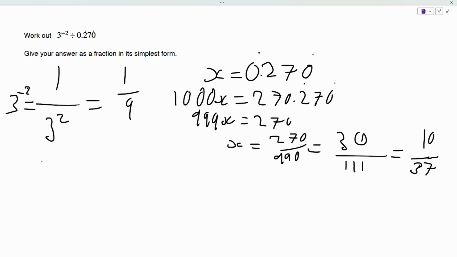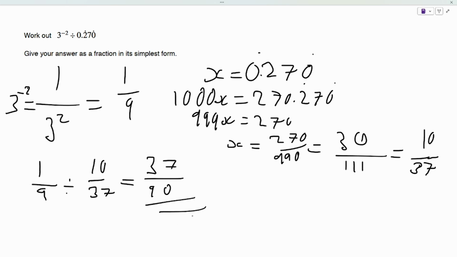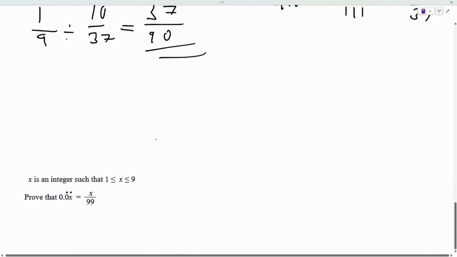So we have 1 over 9, divided by 10 over 37. 1 times 37 is our numerator. 9 times 10 is our denominator. And then that is our final answer, as we cannot simplify that any further. Always simplify your answers. I mean, it says it in this question, simplest form. But even if it doesn't say it, just simplify your answers, always.